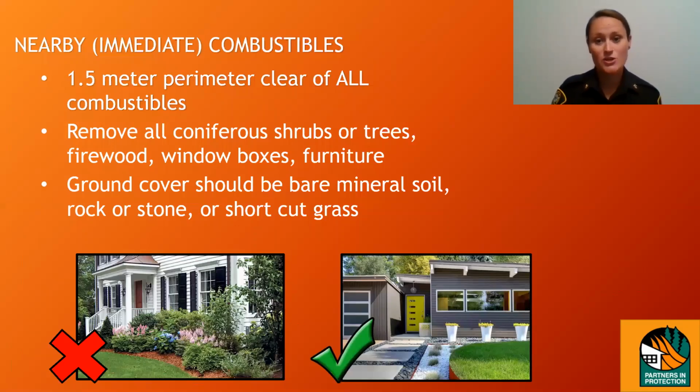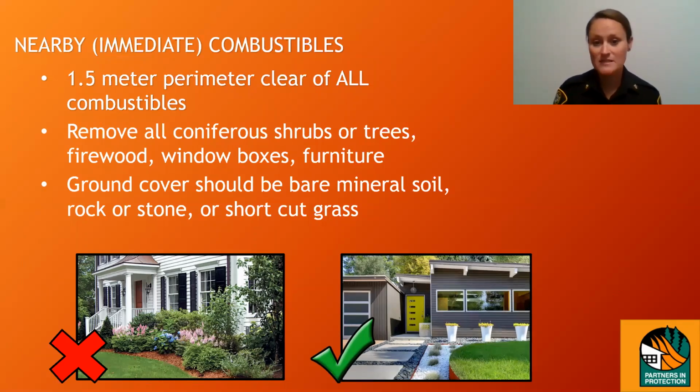Nearby combustibles, which are in the immediate proximity of the house, can also cause serious ignition potential. So this is that 1.5 meters outwards in all directions from your home. This includes coniferous shrubs or trees, firewood, window boxes, furniture, scrap lumber, or just your general stuff. Any of these things can generate embers and heat, which may lead to a home ignition.